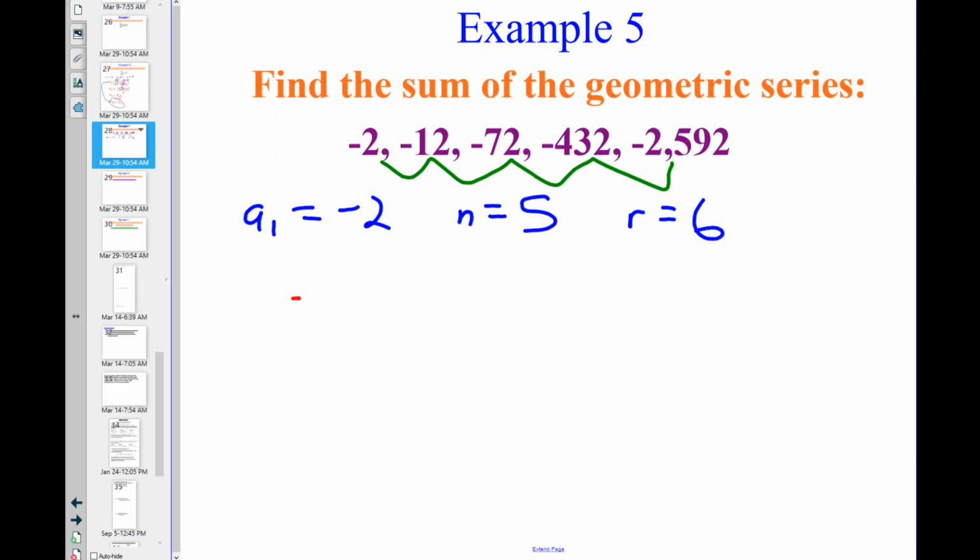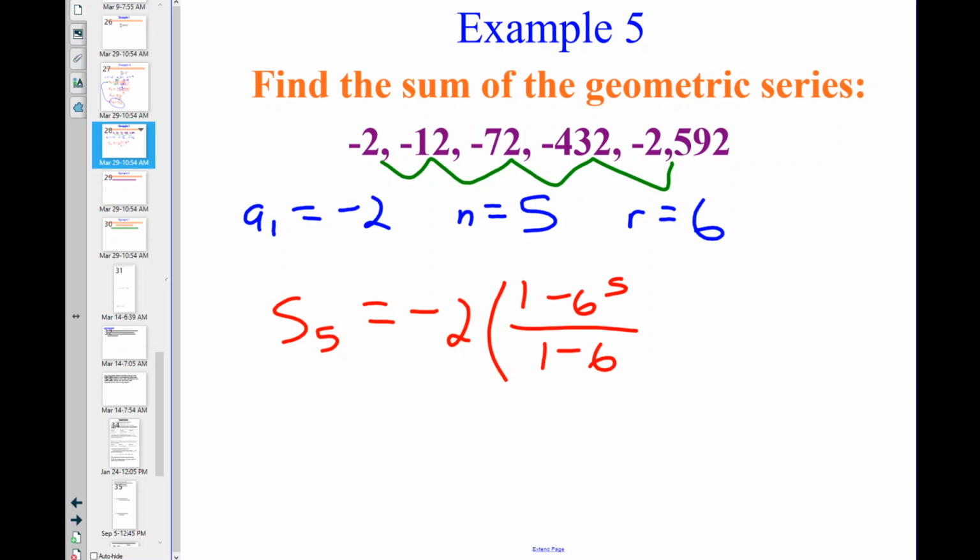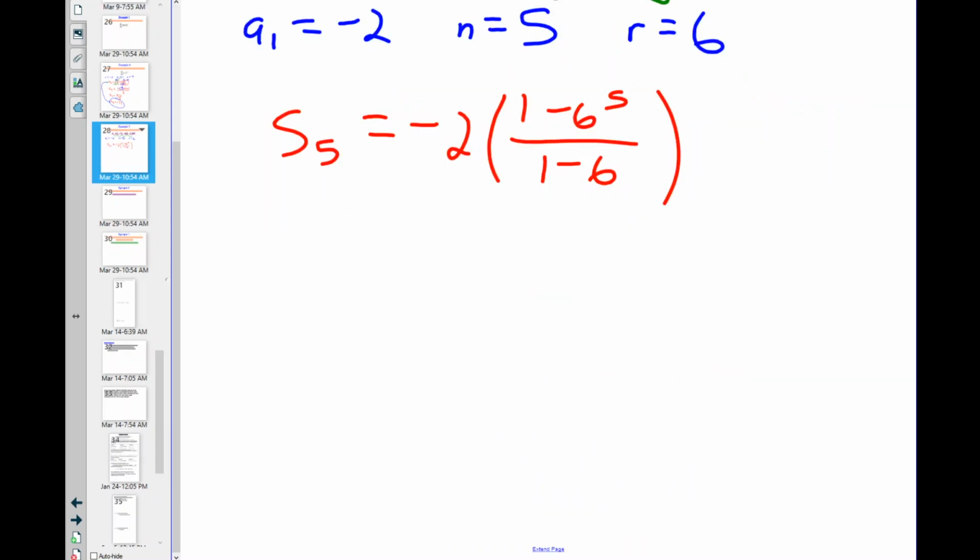All right. So the sum of these 5 numbers is equal to the first amount, which is -2, times 1 minus the common ratio, which is 6, to the 5th power, over 1 minus 6. That formula will show up on the quiz and on the test.